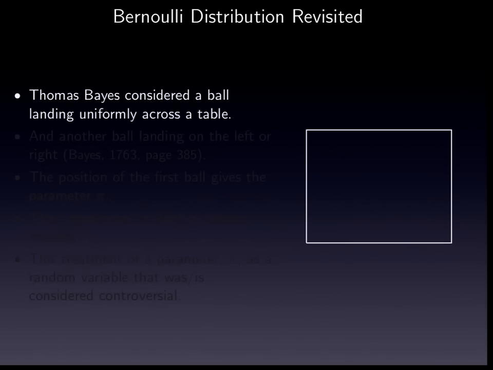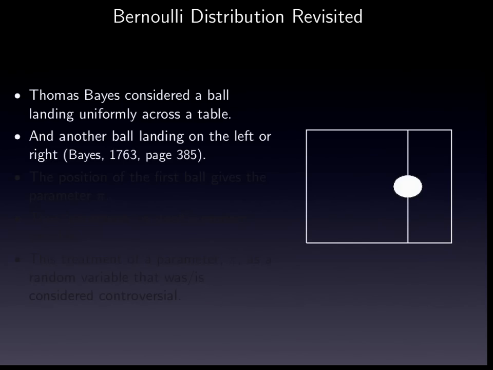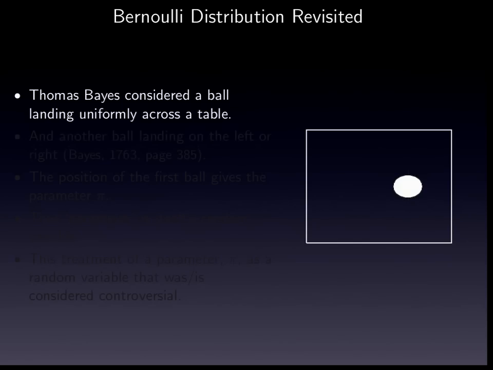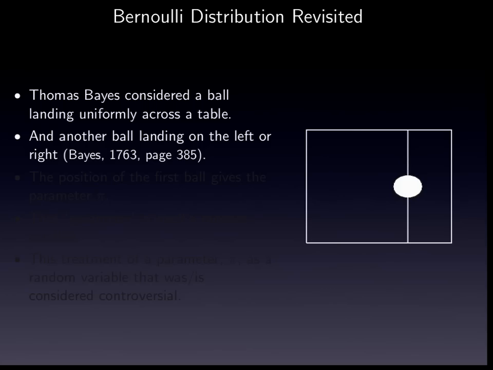Bayes set it up in a different way. He talked about a ball being sent across a table. So imagine a billiard table. He doesn't say billiard table, but imagine a billiard table and you get a ball and you roll it left and right and it bounces and it lands uniformly across the sides of this table. The position where it lands, we draw a line. Yeah? And then we get another ball and do the same.